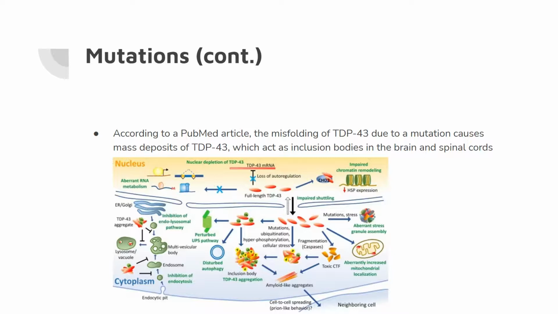According to a PubMed article, the misfolding of TDP-43 due to mutation causes mass deposits of TDP-43 in tissue, and in the case of ALS, a lot of it is in muscle tissue, which is why people have trouble with motor actions in ALS. They act as inclusion bodies in the brain and spinal cord. You can see here in this diagram what happens with this excess deposit of TDP-43 proteins in muscles.